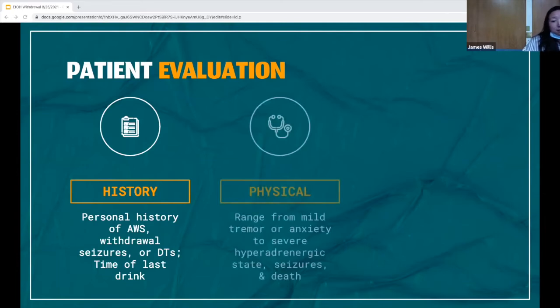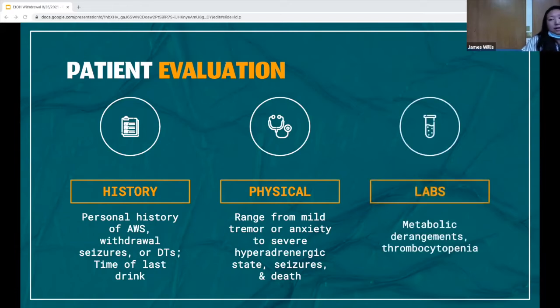Then, of course, you examine your patients, especially with all your alcoholics, we should really undress them and do a thorough exam. You're looking for things like the hyperadrenergic state, the autonomic instability, and all the other signs of alcohol withdrawal. And in patients with more severe symptoms that you anticipate possibly admitting, of course, you want to assess for any metabolic derangements, which are very common in some of these patients.